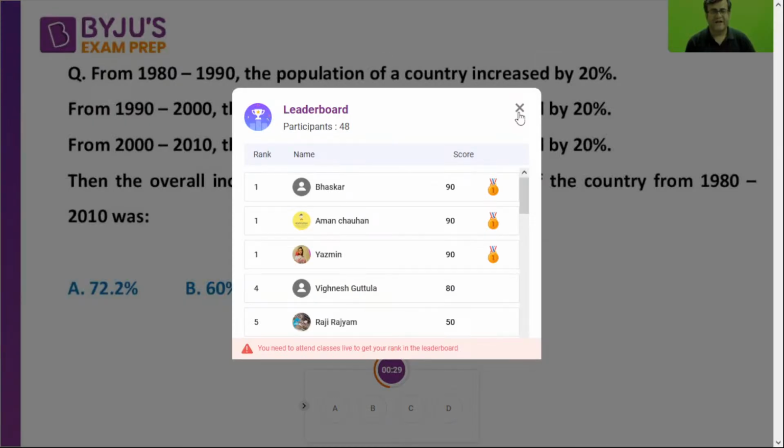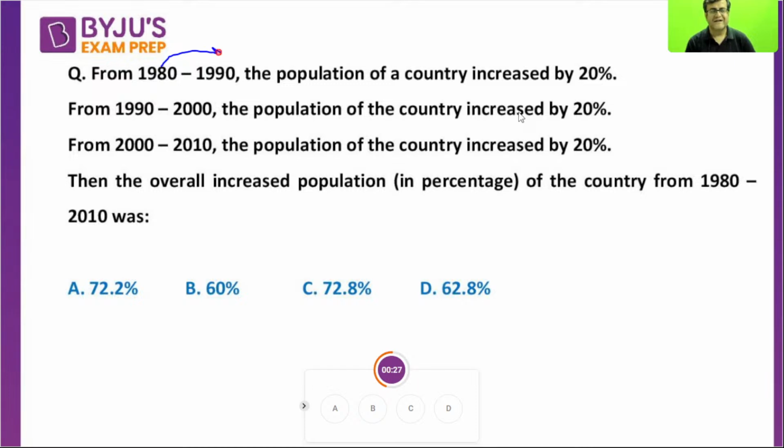C option is right. From 1980 to 1990, 20% increase. 1990 to 2000, 20% increase. 2000 to 2010, 20% increase. So overall, how much percentage increase? First increase 20%. Second increase 20%. Third increase 20%.